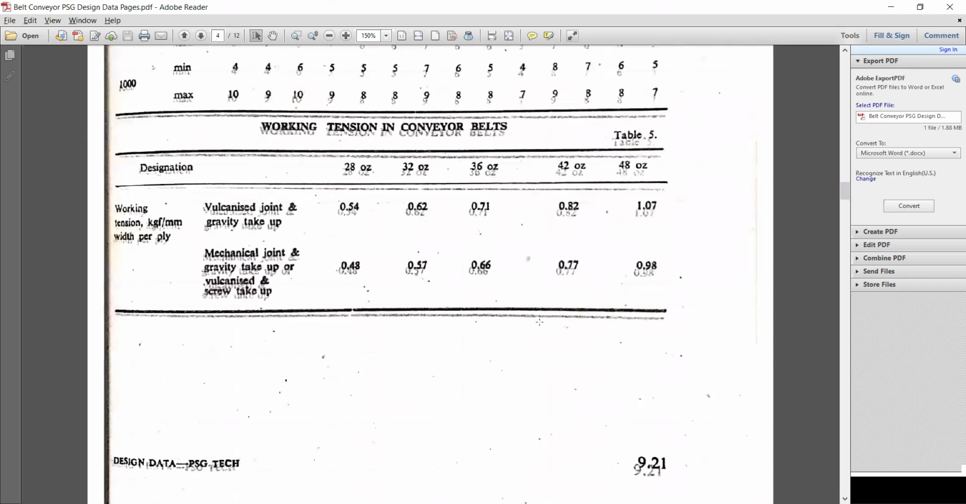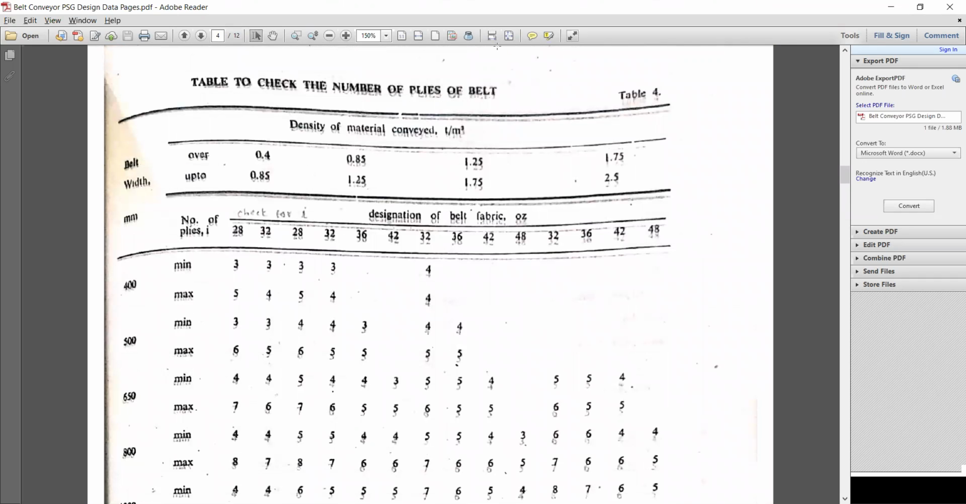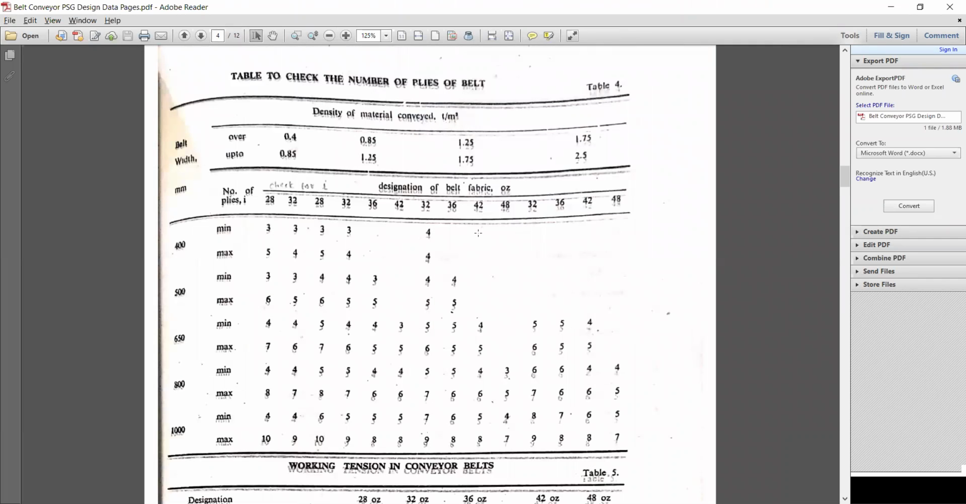Sorry, it's 2. Okay. So from here in this table number 4, you can find out the... Okay. So based on the belt width, you can get an actual density of the conveyor material, from this table number 4.